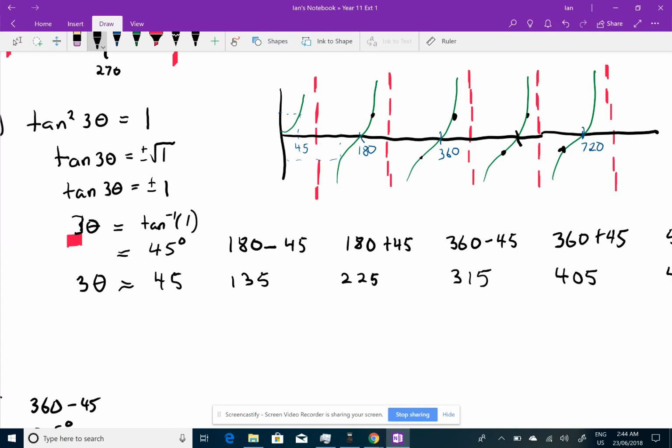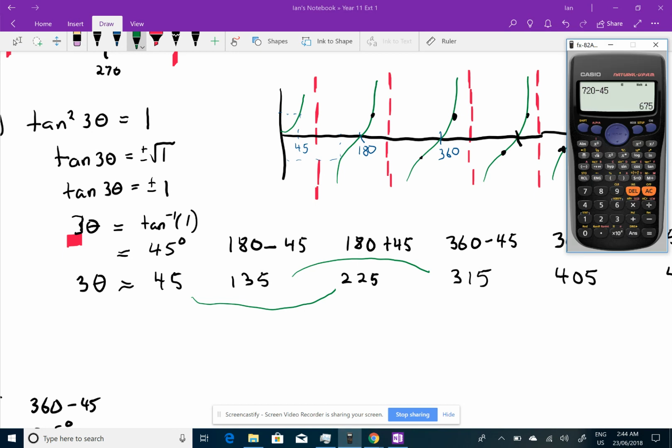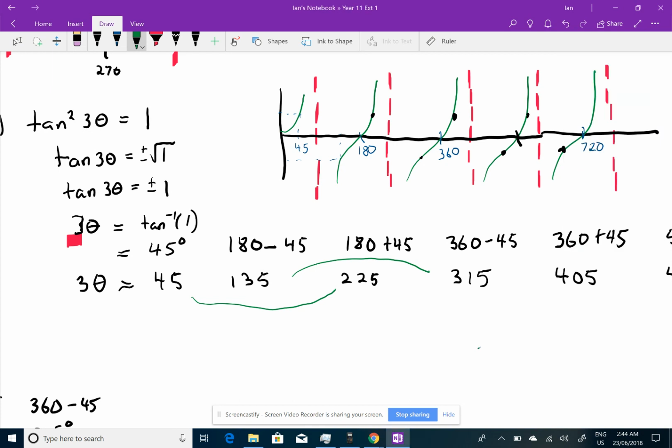Now, here's the interesting thing. We know the period is 180. So between every second root, there should be 180 degrees. Yes, there's 180 between there and there. If you're not sure, trust me: 315 minus 135 is 180.